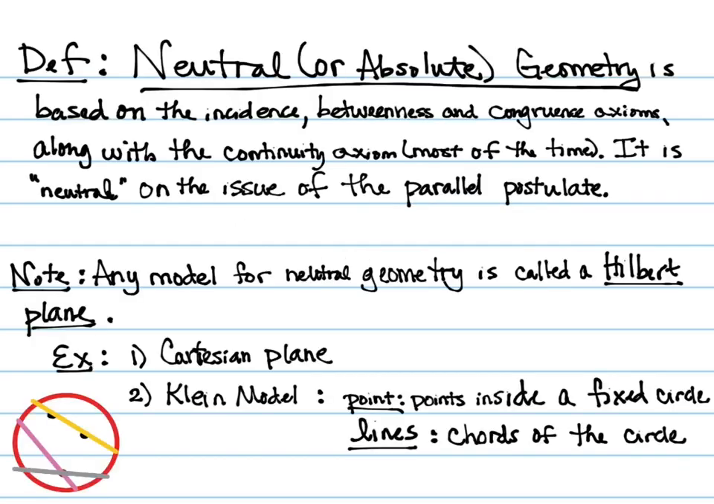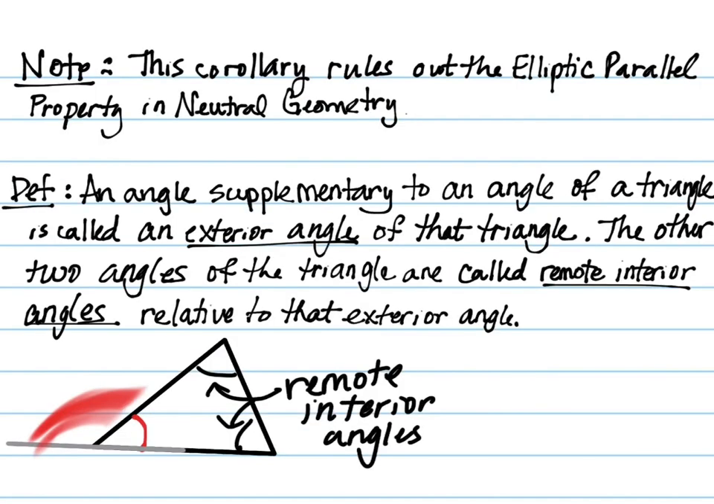Last time we started neutral geometry, and we had left off talking about exterior angles. Just as a reminder of where we were, we talked about this shaded angle, highlighted in red, being an exterior angle. An exterior angle is supplementary to whatever angle we're referencing for our triangle. The other two angles that are not marked in red here are called remote interior angles.